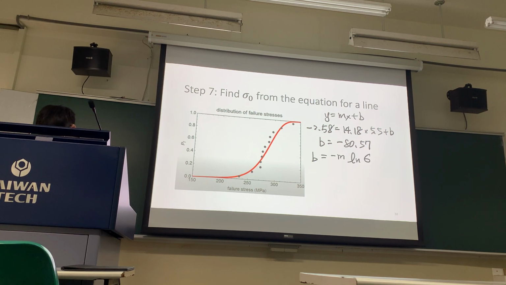If you know b, it's not hard. Sigma naught is e to the power of minus b divided by n, and sigma naught we now know is 293 MPa. We'll just calculate that. And n you already know is 14.